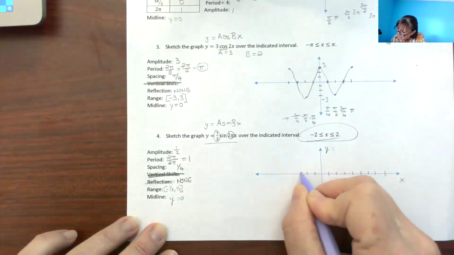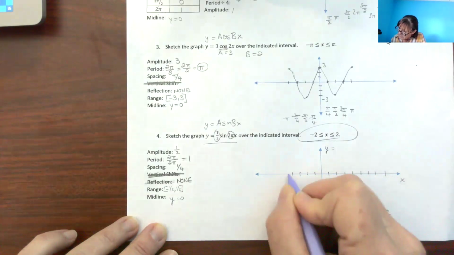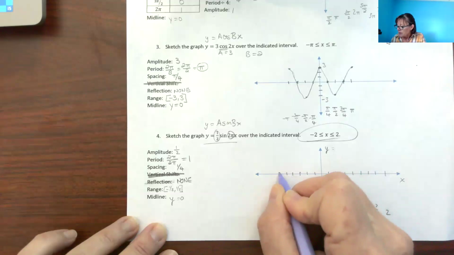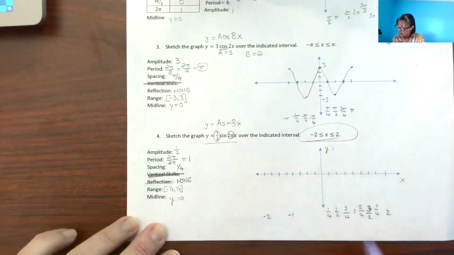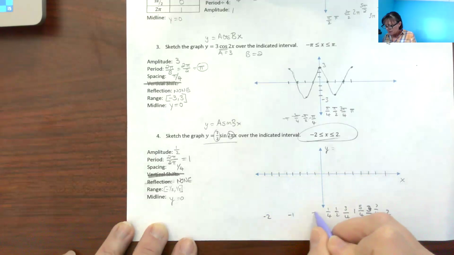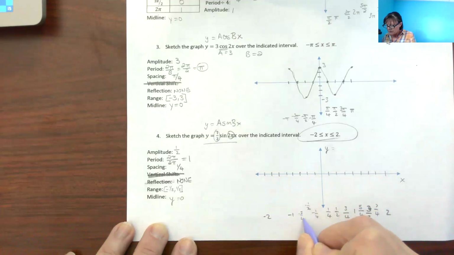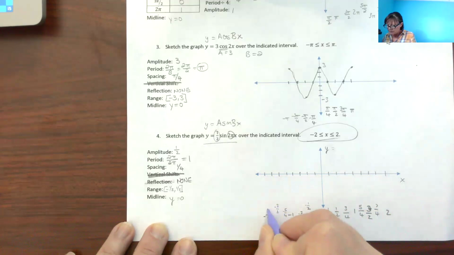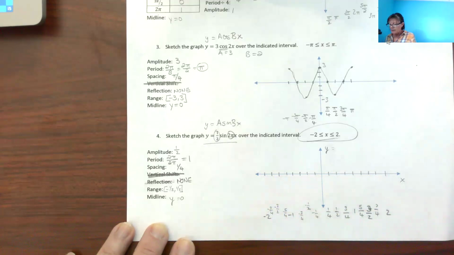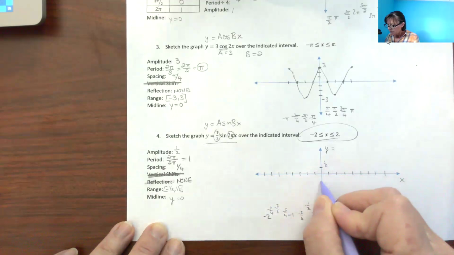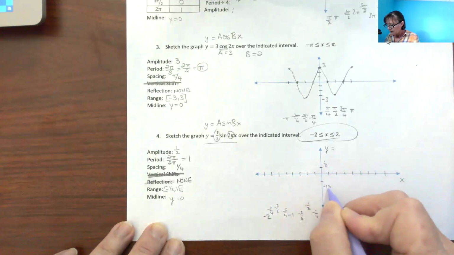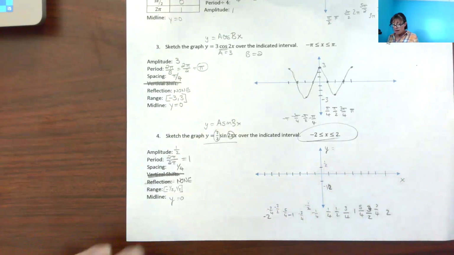And then if we have to go backwards to -2: -1/4, -1/2, -3/4, -1, -1 1/4, -1.5, -1 3/4, -2. Okay, so that's what that one's going to be. How high is it going to go? It's going to go 1/2 to negative 1/2. And so we're ready.